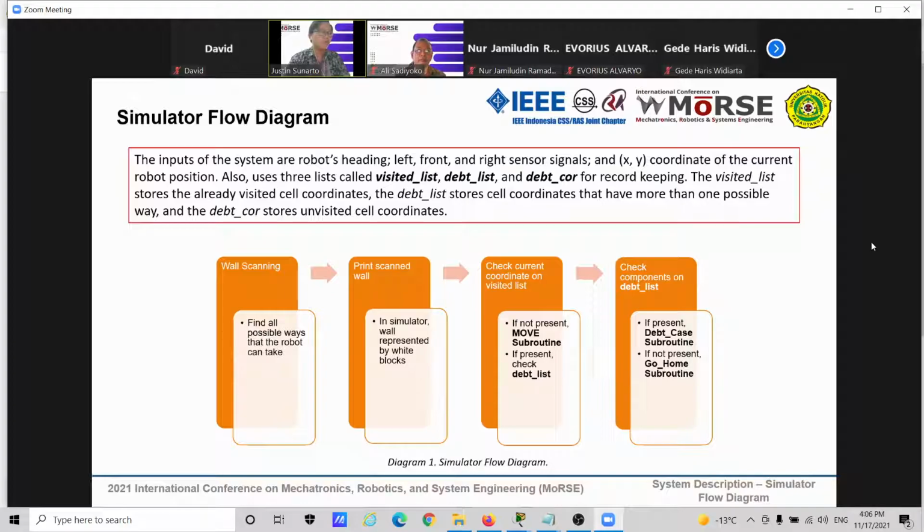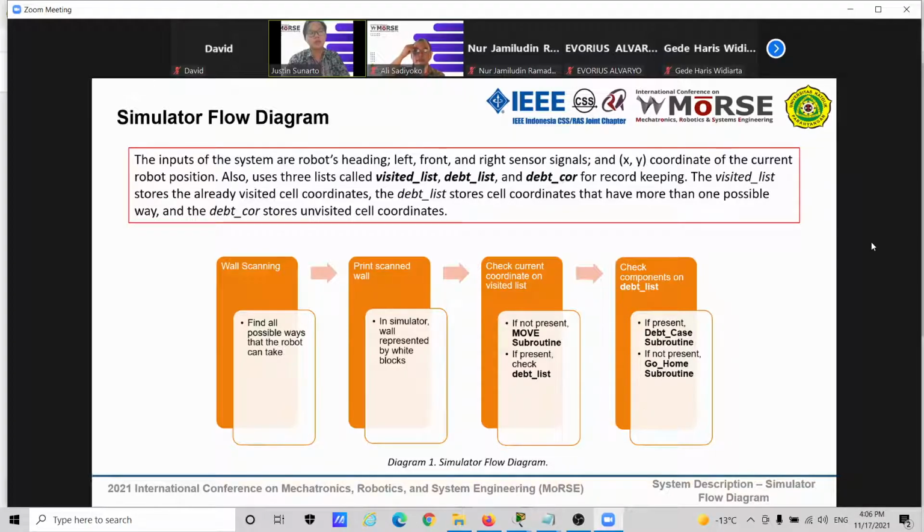In the flow diagram of the simulation, the first process is wall scanning to find all the possible ways that the robot can take, and the second is printing the scanned wall. In the simulator, the wall is represented by white blocks. The third process is checking the current coordinate on the visited list. If this current coordinate is not present in the visited list, the robot will record these coordinates and execute the move subroutine.